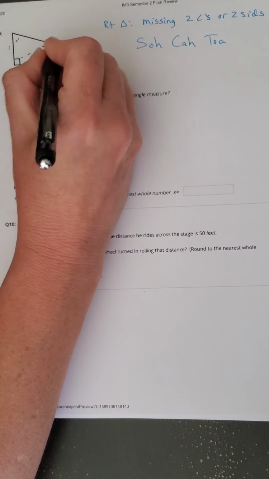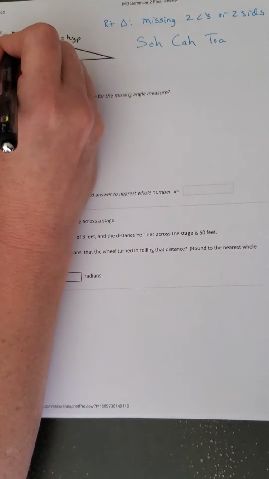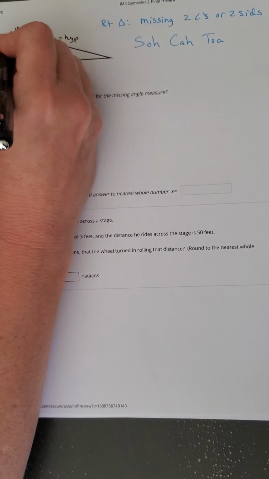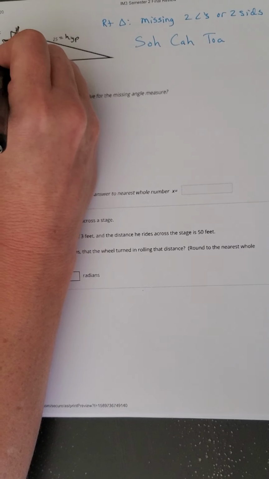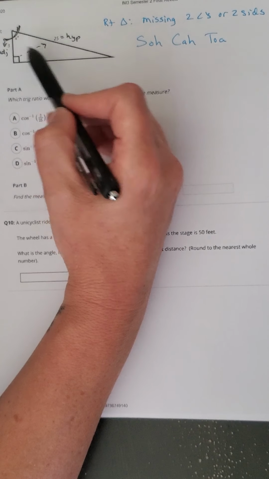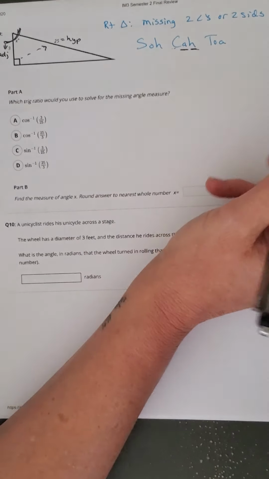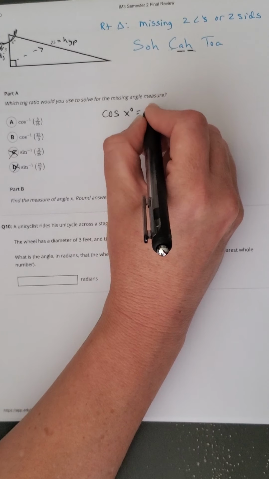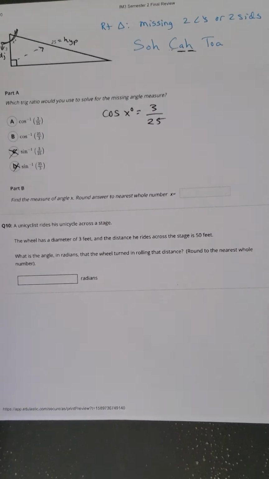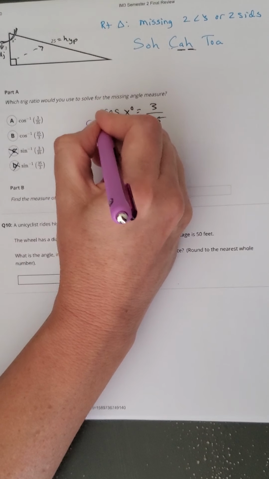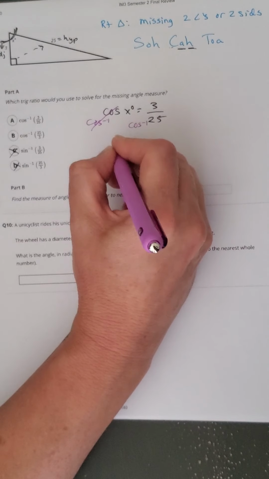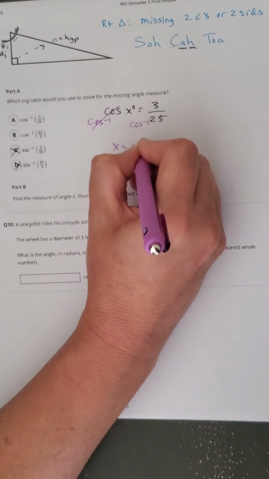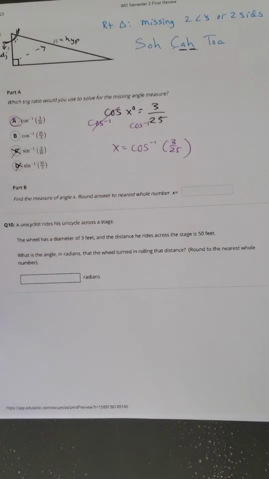First, identify your hypotenuse. It's right here across from your right angle. I'm using angle X, and so adjacent would be this side. This is my adjacent. And so since I'm going to be working with adjacent and hypotenuse, I would use cosine. My function would be cosine of the angle is equal to adjacent over hypotenuse. And then to solve this, I would take the inverse cosine of both sides. So I get x equals cosine inverse of 3 over 25. And so that would be A.